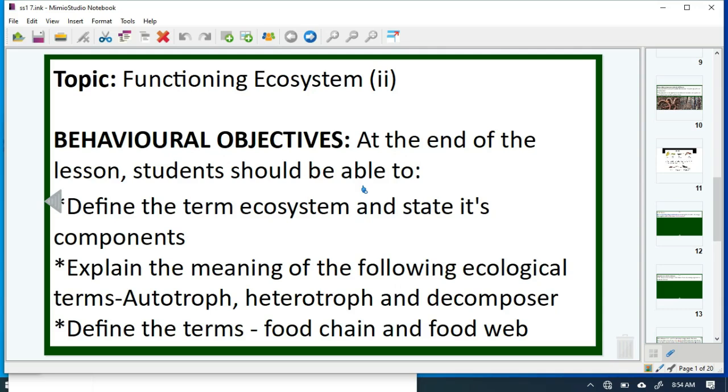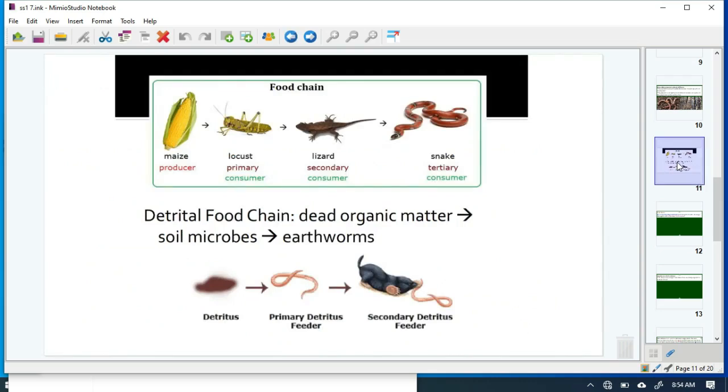Today's topic is called food chain and food web, and we move on by defining the term food chain. Food chain is a linear feeding relationship between living organisms. Two types of food chain exist. The normal food chain that starts with a producer, and the second food chain that starts with dead decaying matter, also referred to as a detrital food chain.